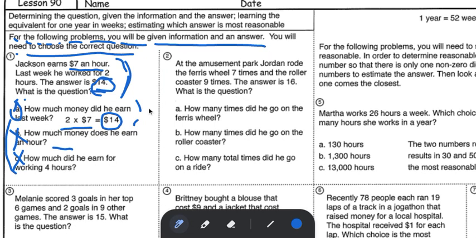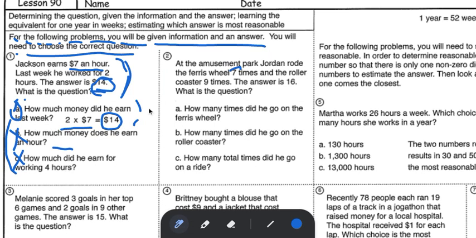Okay, I'm going to have you try one. Pause the video and do number 2. Turn it back on when you have an answer chosen. All right, here we go. It says, at the amusement park, Jordan rode the Ferris wheel 7 times and the roller coaster 9 times. The answer is 16. What is the question?